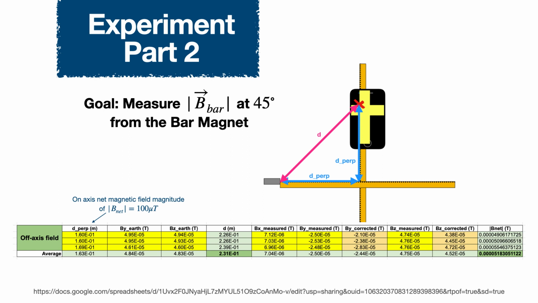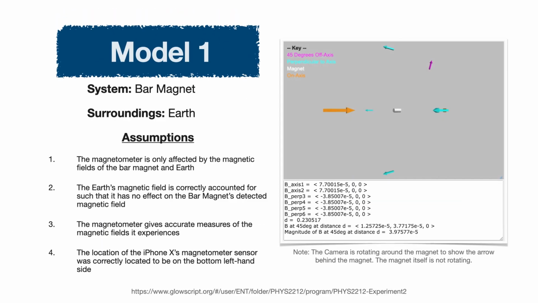Of note, the perp is the distance for which the on-axis net magnetic field detected had a magnitude of 100 microtesla. To model the bar magnet for the coding part of this lab, the system is the bar magnet while the surroundings is the Earth.